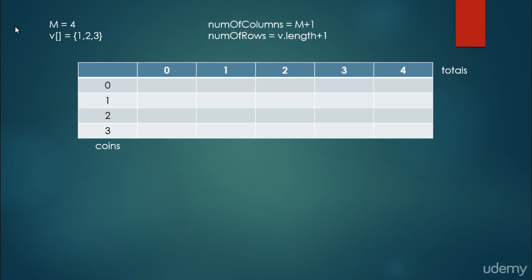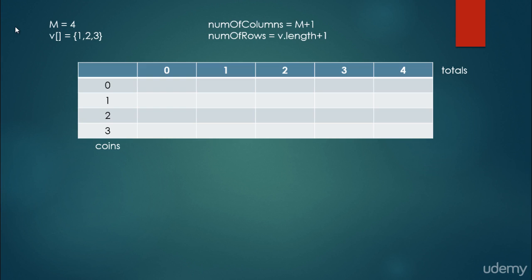Okay, so let's see a concrete example. The m, or the total amount, is equal to 4, for example $4, and we want to calculate how many possible ways we can make it if we have the v one-dimensional array storing coins 1, 2, and 3. So we are going to create m plus 1, so 5 columns, and the number of rows will be the v.length, which is the size of the array. Because it consists of 3 items, it will be 3 plus 1, which is equal to 4.